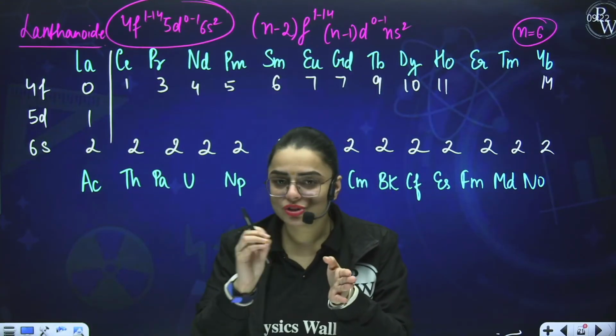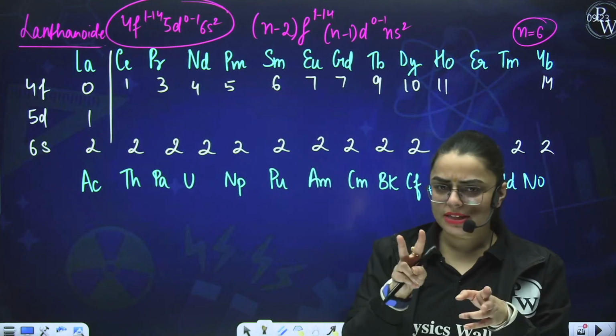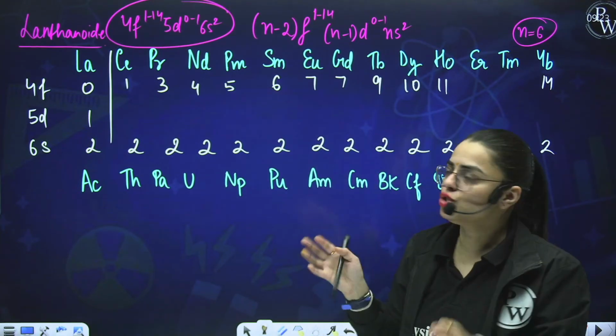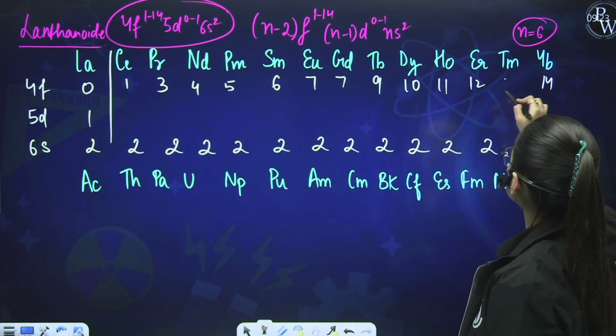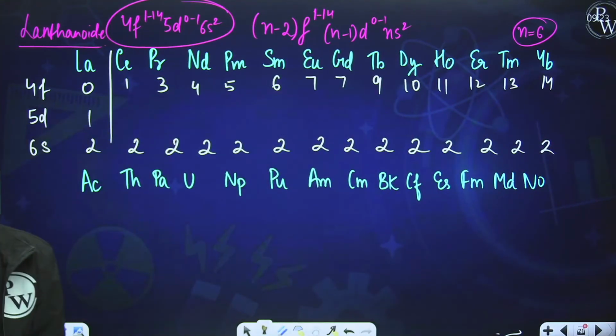Then you have 2, 3, 4, 5, 6, 7, 7, skip 8 because you have written 7 two times. 9, 10, 11, 12, and at last you have 12, 13, and you have 14. By this way, you have to do this. Kindly write it down. Kindly write it down, students.